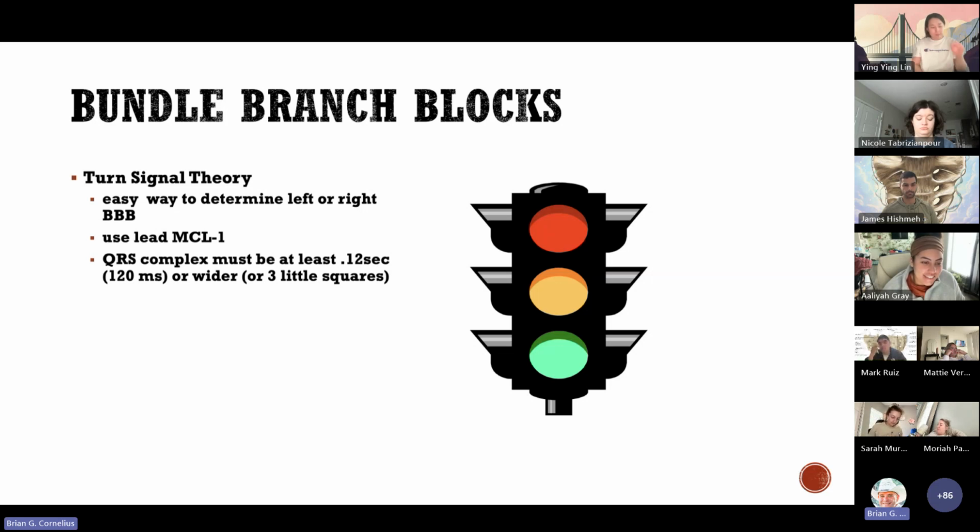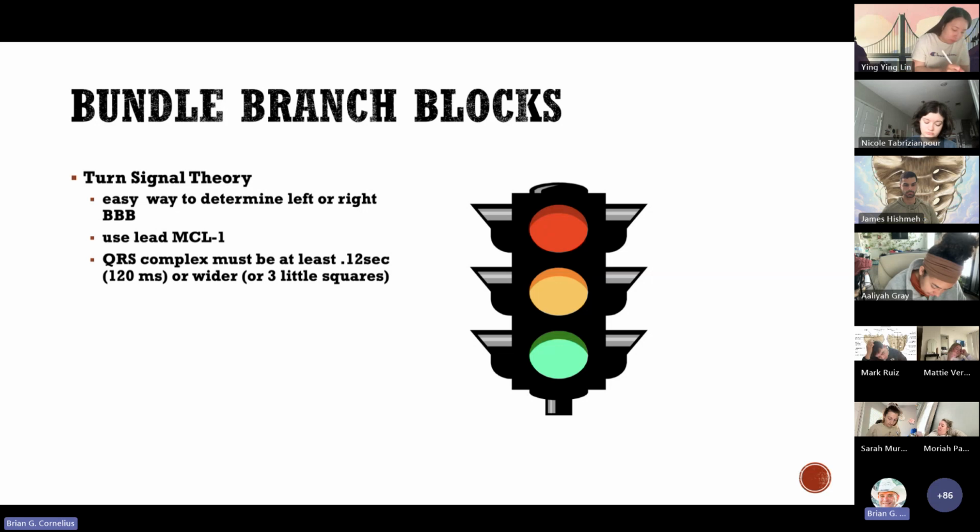So the reason I'm telling you this is it's going to help you go back and figure out those bundle branch blocks. I have to dumb things down for me, but this is one of the easiest ways for me to remember it. So a left bundle branch will point down, a right bundle branch will point up.